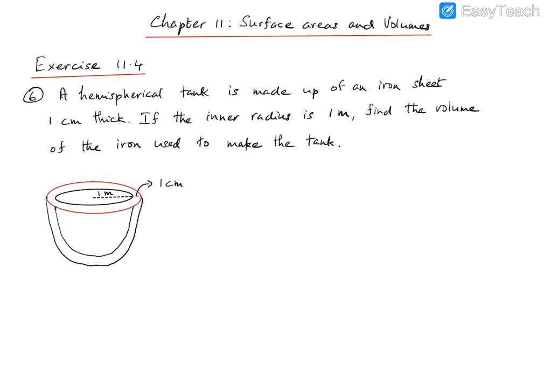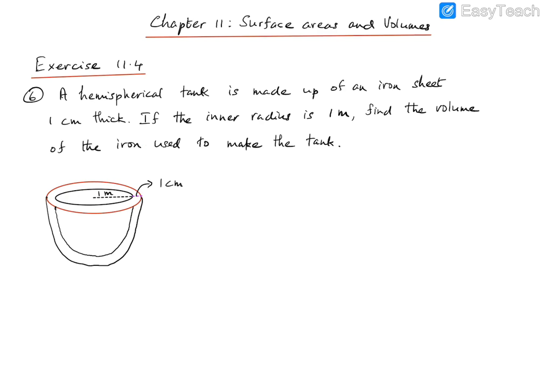We will now be solving question number 6 to 10 from exercise 11.4, which is from chapter 11 on the topics of surface areas and volumes. So let us first do question number 6. A hemispherical tank is made up of an iron sheet 1 centimeter thick. If the inner radius is 1 meter, find the volume of the iron used to make the tank.